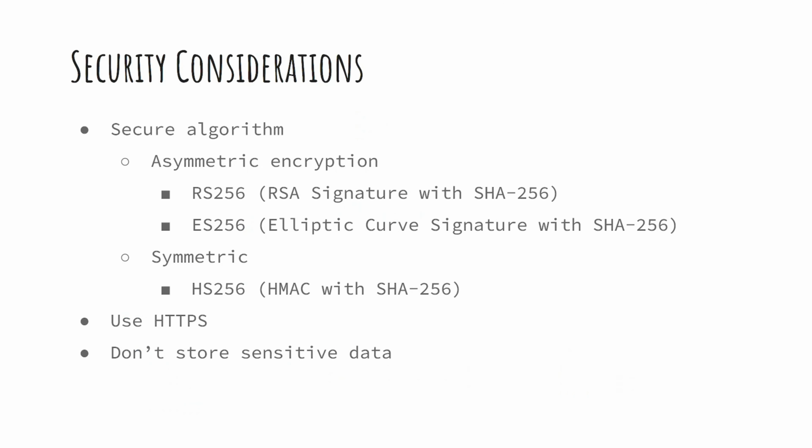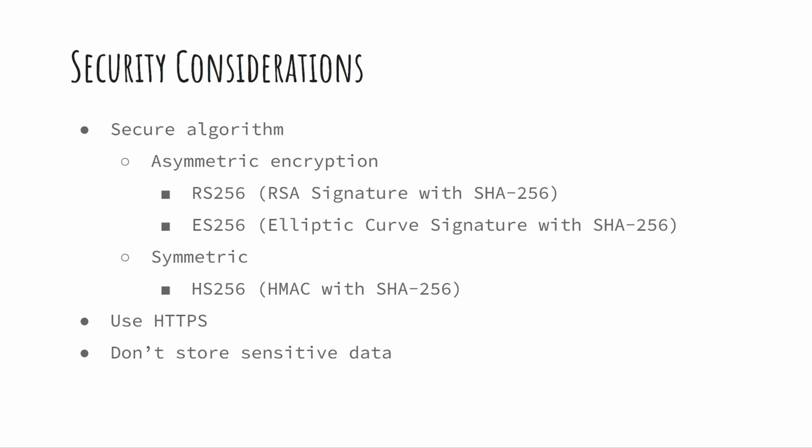When using JWT tokens, you should opt for a secure algorithm such as RS256, RSA signature with SHA-256, or ES256, elliptic curve signature with SHA-256. Both algorithms rely on asymmetric cryptography using a private key to sign the token and a public key to verify it. For symmetric signing, HS256, HMAC with SHA-256, is also commonly used, but requires securely sharing the secret key. You should always use a secure transfer protocol, HTTPS, and avoid storing sensitive data in the payload of the token because it can be easily decoded.